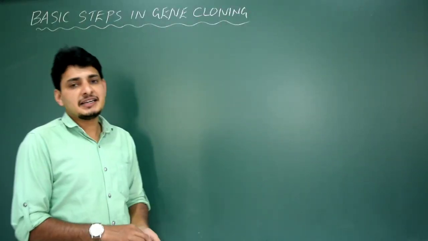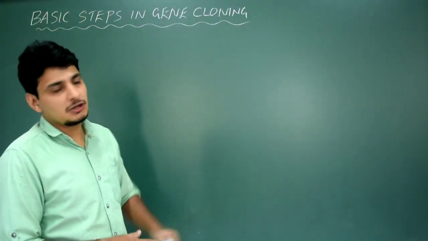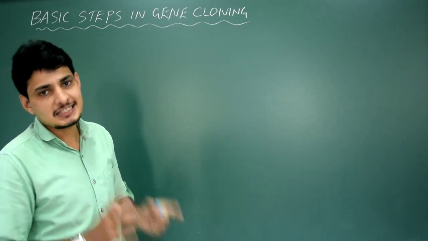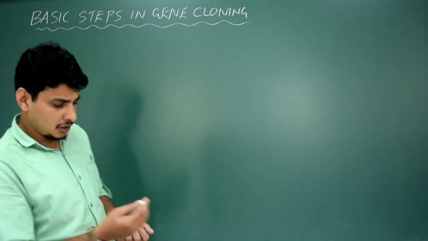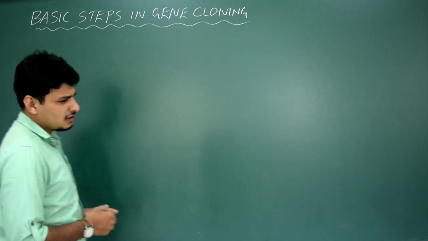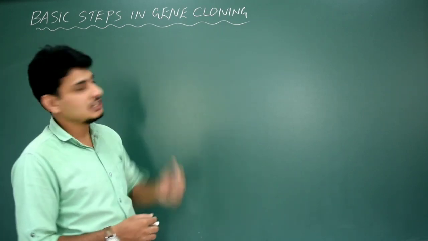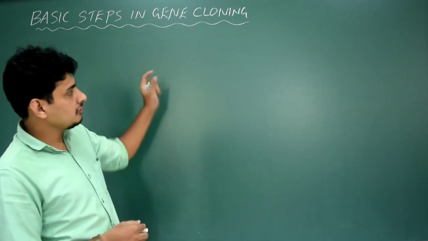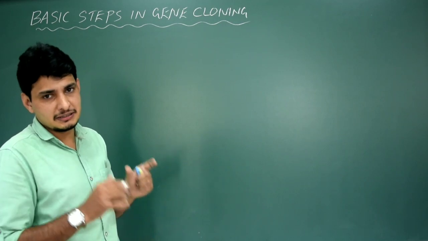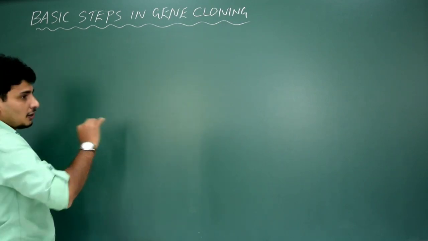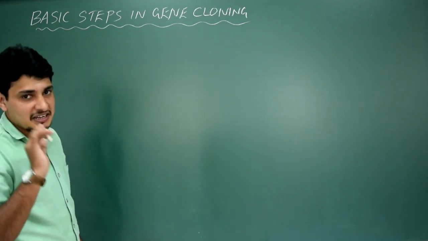Hello dear students, here I am going to give you the schematic representation of gene cloning, that is the basic steps involved in gene cloning technology or method. There are about 5 to 6 steps in gene cloning. You just have to remember. After this I am going to give you two more schematic representations which are included in the genetic engineering method. You have to remember all three schematic representations.